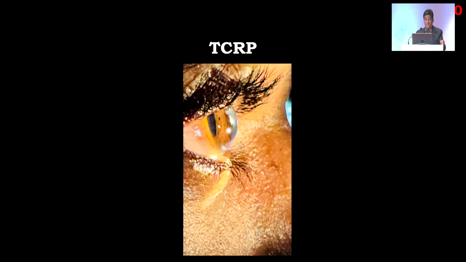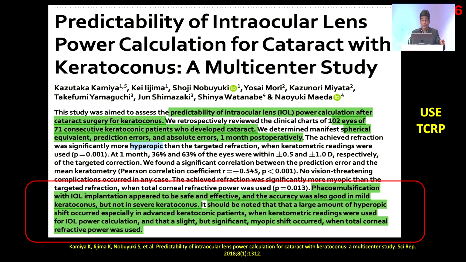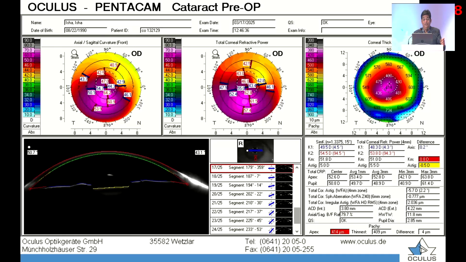Now, in some cataract surgery situations, this is a patient of keratoconus. Some publications have shown that the use of total corneal refractive power when we are doing biometry is critical to having a good outcome and avoiding hyperopia in these patients. So, if you go to the cataract pre-op map, the middle map shows us the total corneal refractive power.